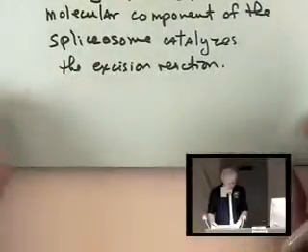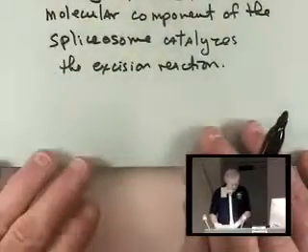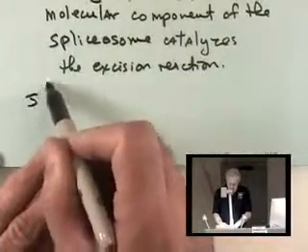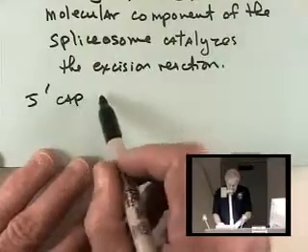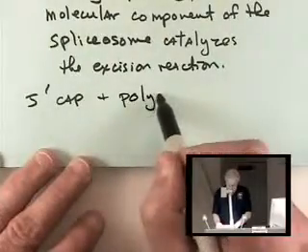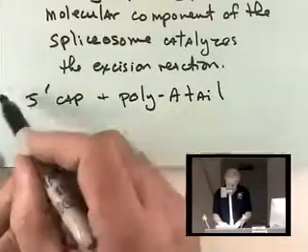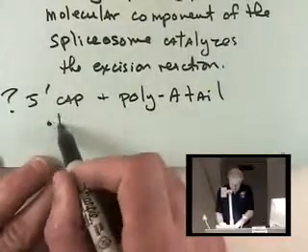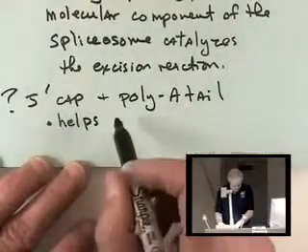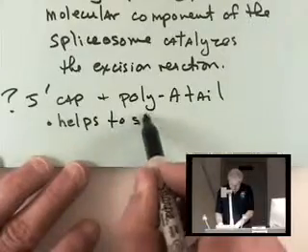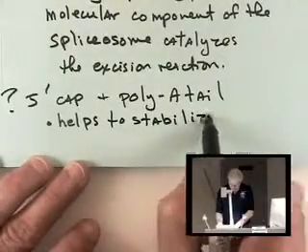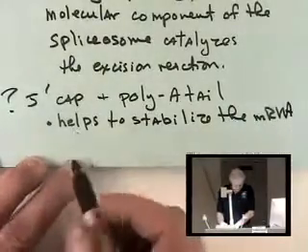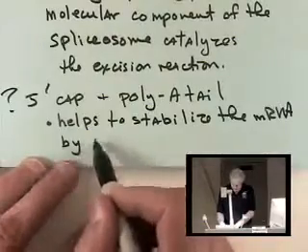Well, what is the significance of the 5' cap and the poly A tail? So what do they do? Well, they help to stabilize the mRNA by inhibiting the degradation.